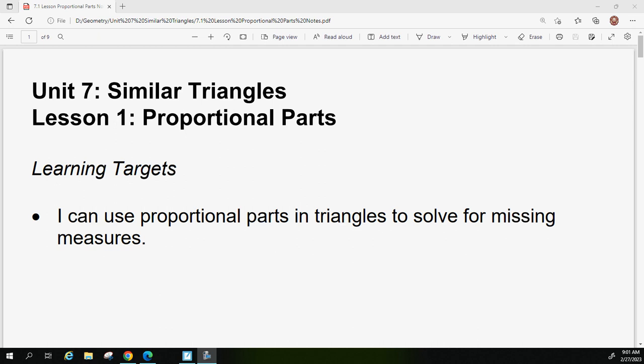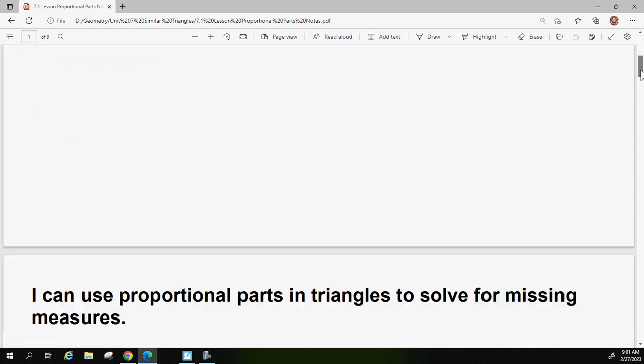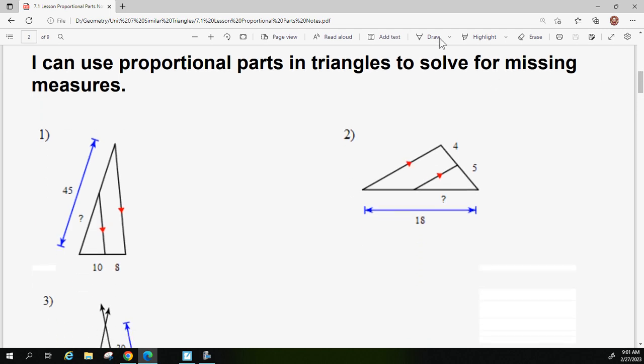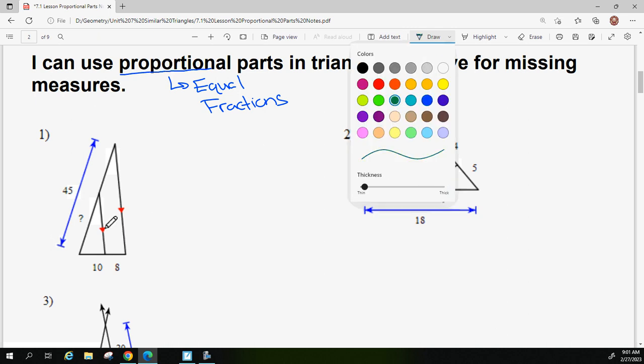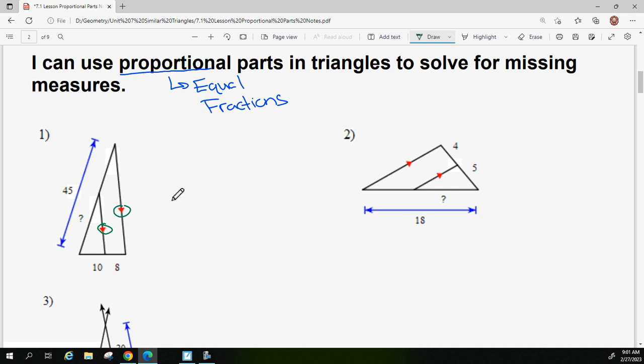Today we are going to talk about what happens when we have segments in triangles that create proportions. And we talked in class together about proportions being equal fractions. So proportions are equal fractions. And we have some notation on these triangles. You'll see these red arrows, and that's something we saw previously this year, but this is a reminder that those red arrows mean that those are parallel lines.